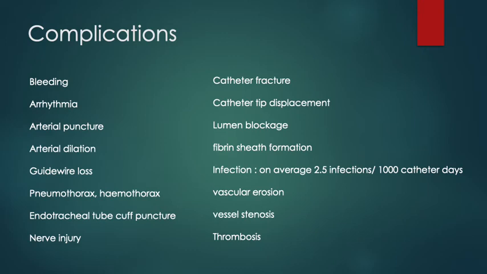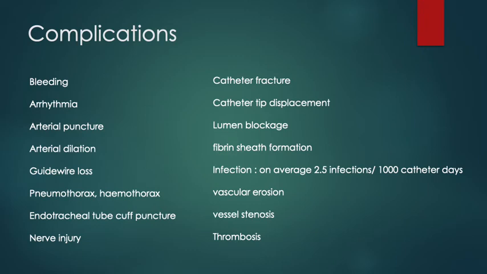Guide wire lost, hemopneumothorax, endotracheal tube cuff puncture, you'd have to be quite a long way from home. I certainly haven't seen one happen, but it does come up in the literature a fair bit. And then nerve injury and other surrounding anatomy, which Ariel has pointed out very nicely.